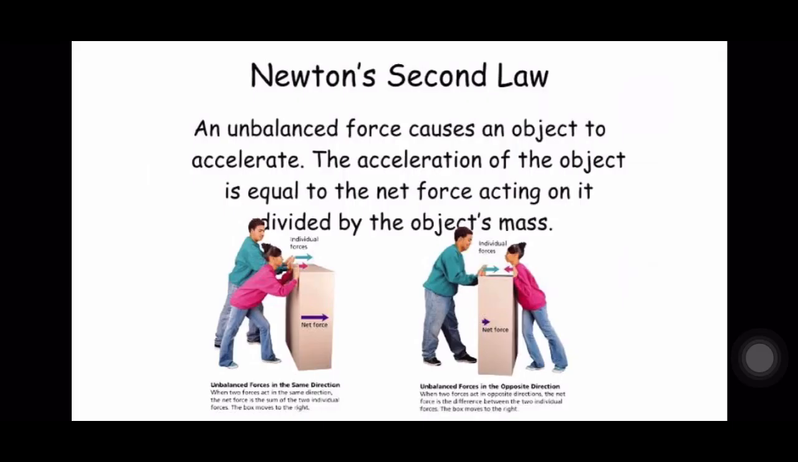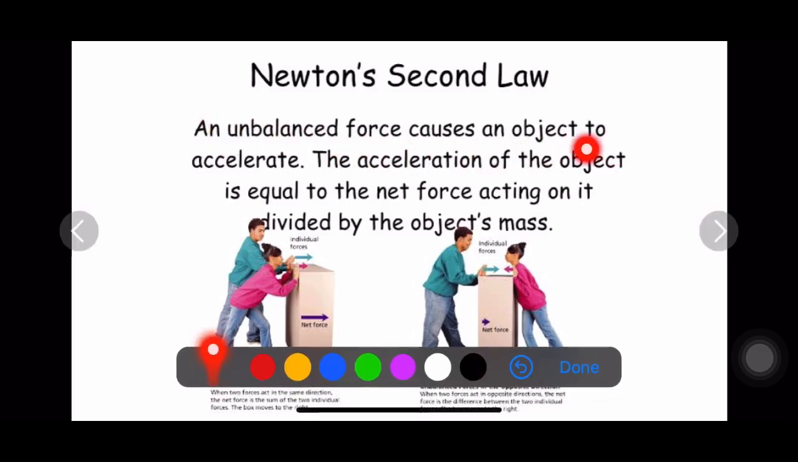Alright, let's go to the second law of motion, which states that an unbalanced force causes an object to accelerate. So the acceleration of the object is equal to the net force acting on it divided by the object's mass. Right, so this means that the force is equal to the mass times the acceleration.